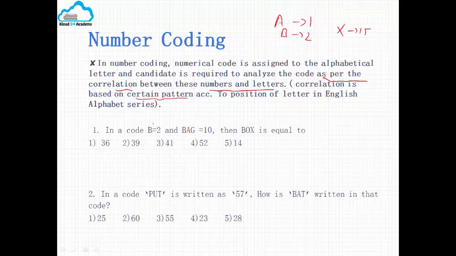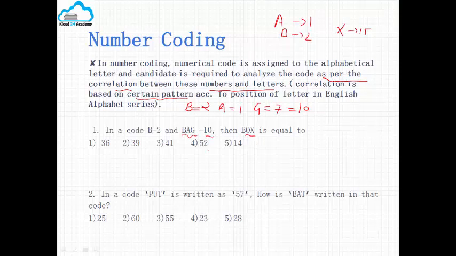Let's look at this question. In a code B is equal to 2. Now the first thing which clicks in our mind is B is at second position in the alphabetical series. So it might be as per the alphabetical position. BAG is 10. Now what does BAG equals 10 mean? It must be the sum of these alphabetical positions. Let's check it. B is 2, A is 1, G is 7. So its sum is 10. So here alphabets are given numbers as per their position.